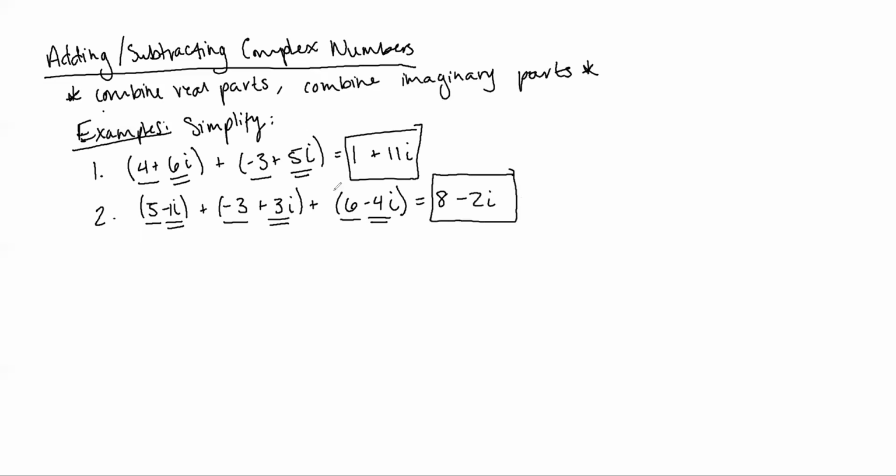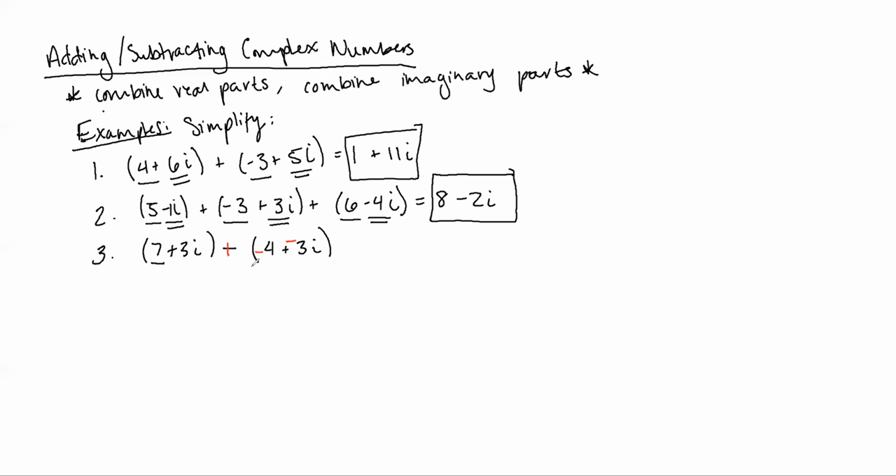Again, just combine the like terms. Now, what if we have subtraction? So what if we have something like 7 plus 3i minus 4 plus 3i? Now, what you want to do for this one, if you remember, I like to add the opposite. So we're going to change this to add the opposite. That way we don't have to deal with that minus sign in the front. We can just combine like terms like we just did.